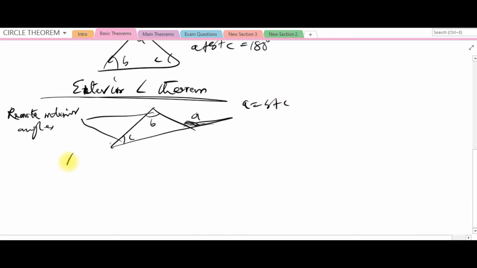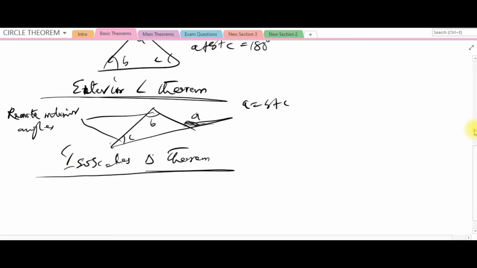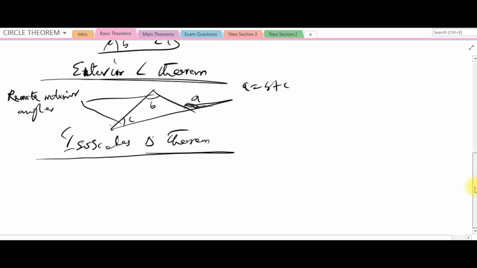So the next one is isosceles triangle theorem. From the name, the theorem is restricted only for isosceles triangles. And you know that in isosceles triangles, the base angles are congruent. So it states that the base angles of any isosceles triangle, so assume these are the two sides that are congruent, the base angles are the same, they are congruent.